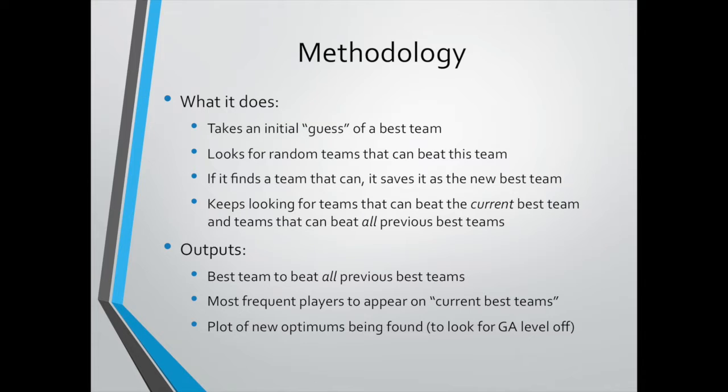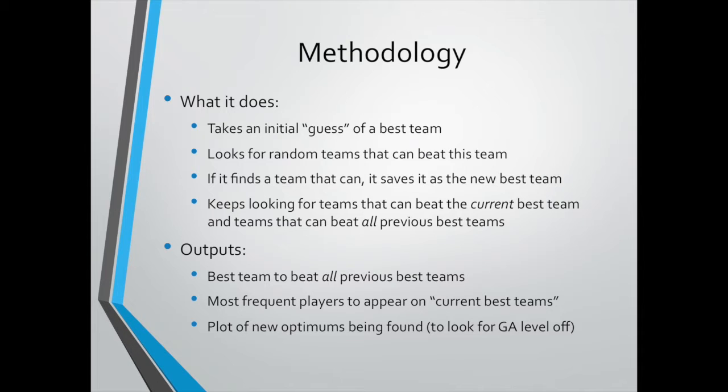How it works is it takes an initial guess of a best team, looks for random teams that can beat this team. If it finds a team that can, it saves it as the new best team and keeps looking for teams that can beat both the current best team and teams that can beat all previous best teams. And the difference between teams that can beat the current best team and teams that can beat all previous best teams is very important, and I'll go into it more in my written report.